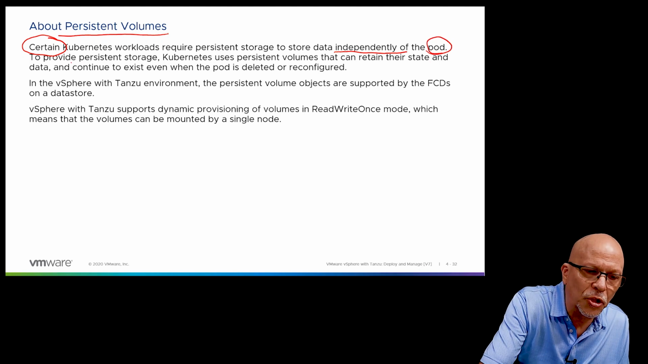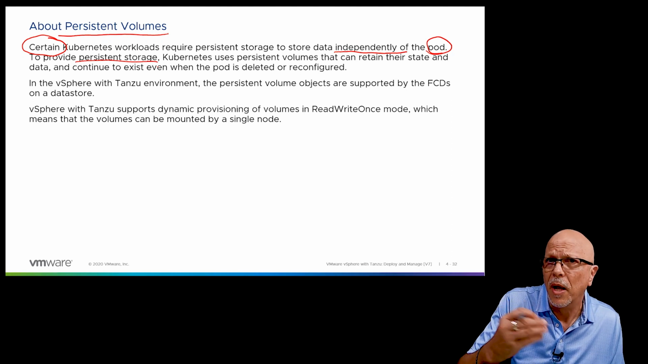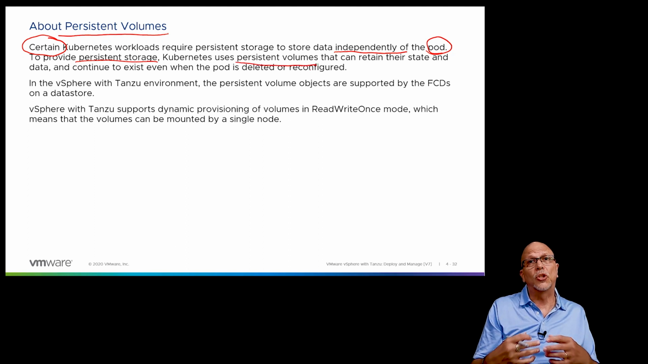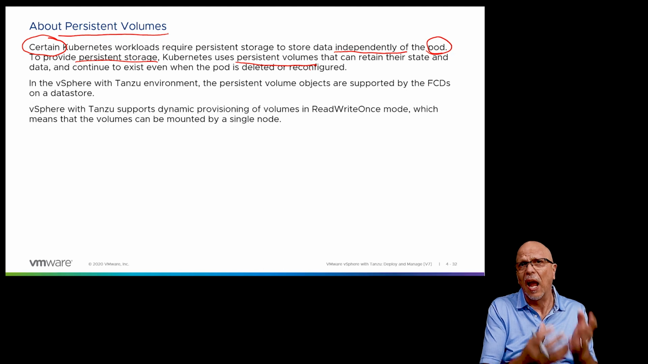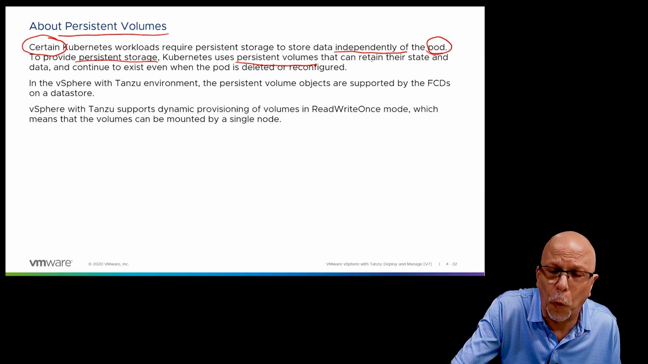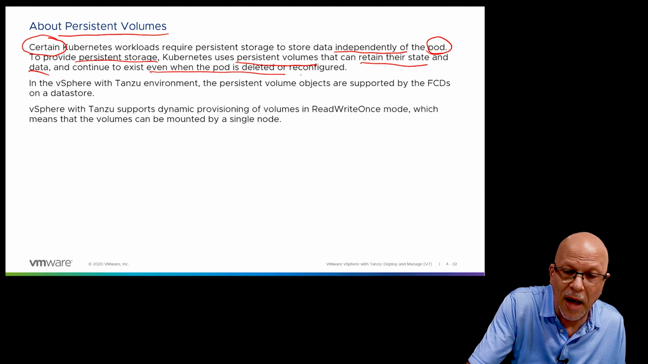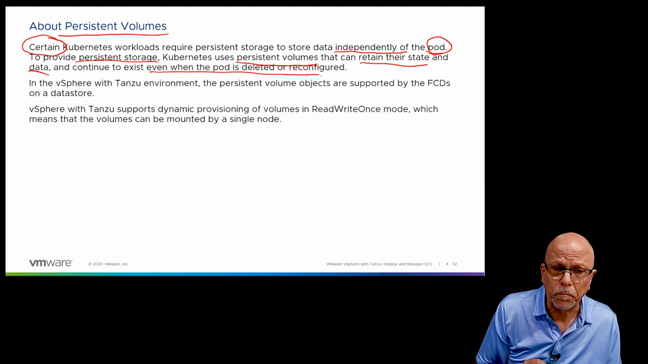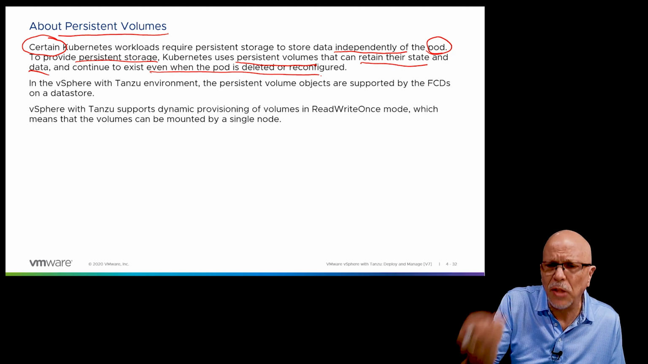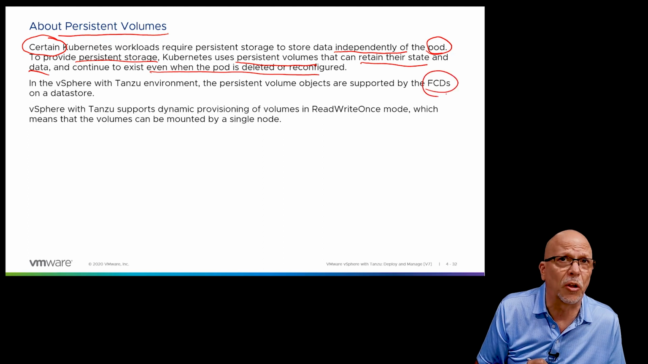So, in order for us to provide persistent storage, Kubernetes has an additional primitive type called persistent volumes that we would need to attach to our pod definition to say, I need a persistent volume attached to this pod. It will then, therefore, retain its state and data even when the pod is deleted or reconfigured. So, vSphere with Tanzu supports that. That's being supported via the creation of these things called first-class disks.